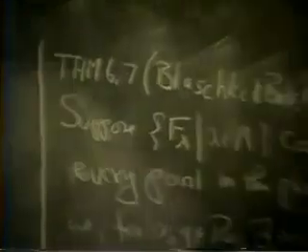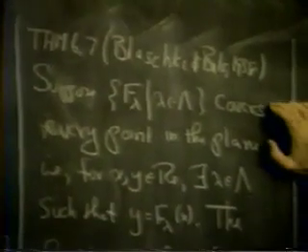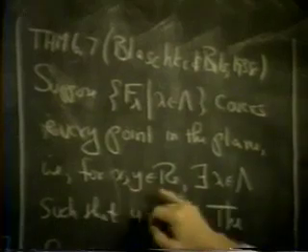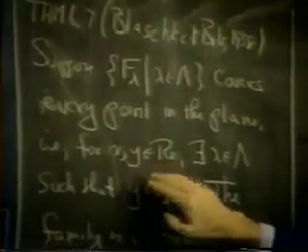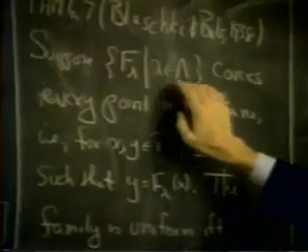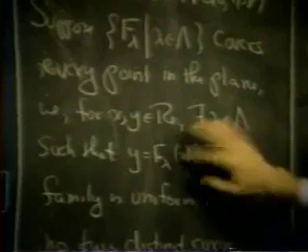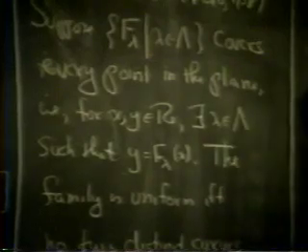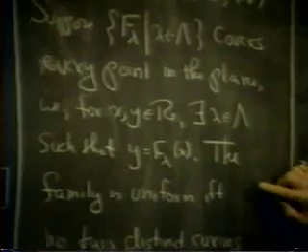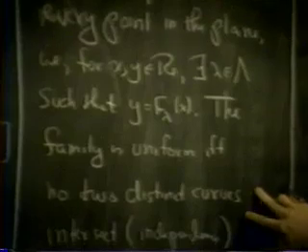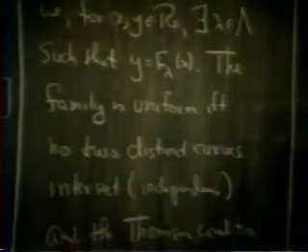We'll talk about a situation where there's a family of curves that covers every point in the plane. That is to say, given any real x and y, that's a point in the plane, there is assumed to exist a lambda in this index set such that y is equal to f lambda of x. So there's an indifference curve that passes through every point in the plane. The assertion is that the family is uniform if and only if no two distinct curves intersect and the Thomsen condition holds. Now, you can see why this theorem is probably true, given what we know.